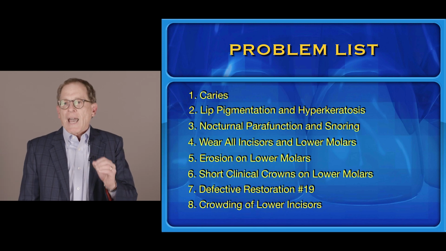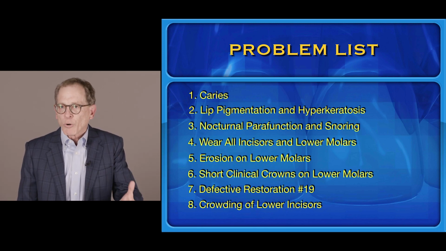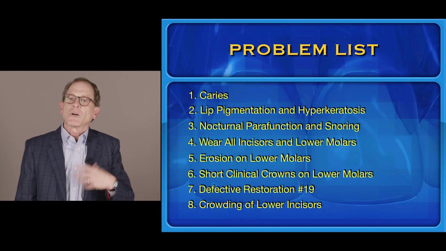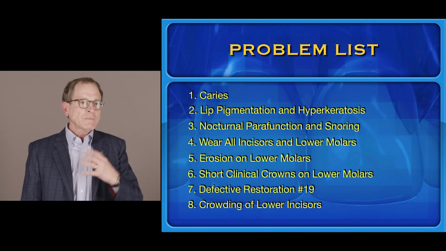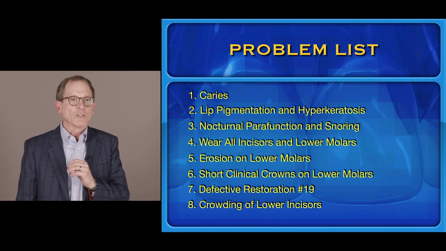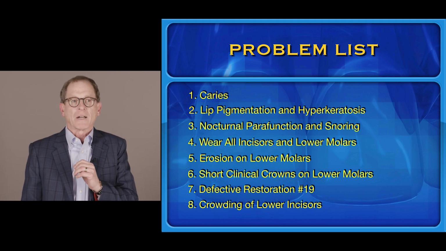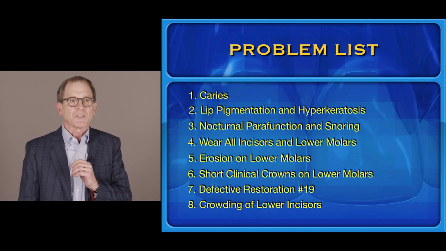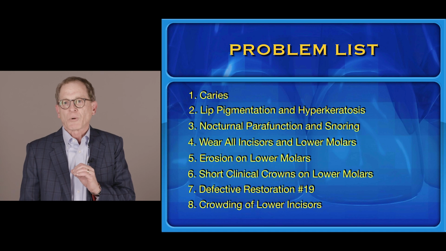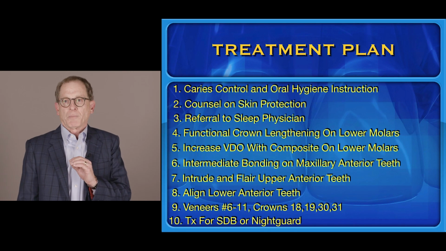So I asked the people in the treatment planning groups to make a problem list, and now I'm going to show mine. You can see it; I don't need to read it. It goes from caries all the way down to the bottom, which is crowding of the lower incisors. Once the problem list has been created, then we make a treatment plan.